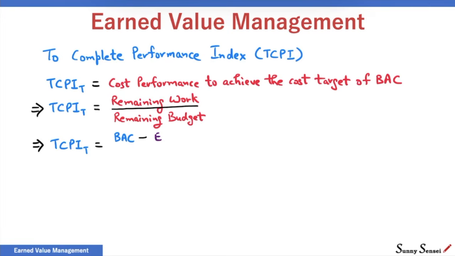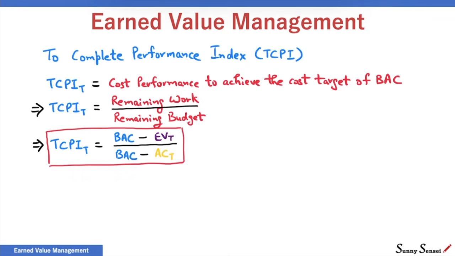BAC minus EV is the remaining work. AC is the dollars already spent. Total budget is BAC. Therefore, the remaining budget is BAC minus AC. This is the cost performance needed for the remaining activities to meet the project budget, or BAC.